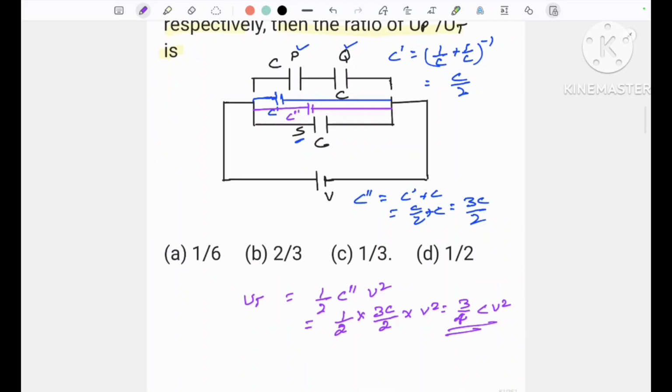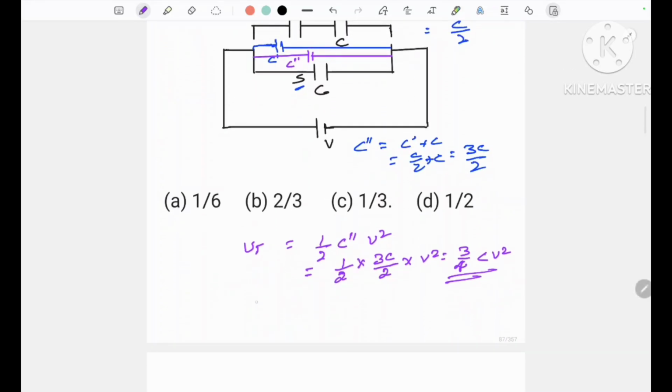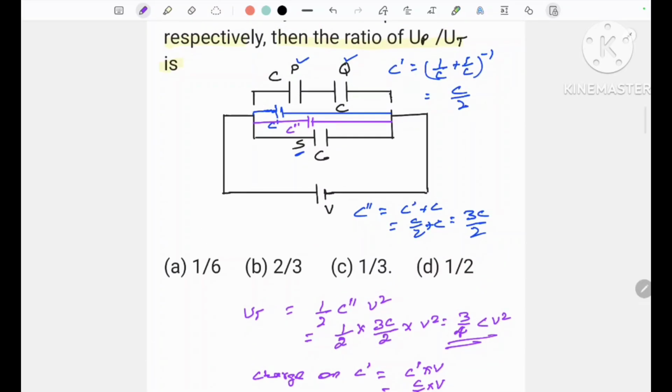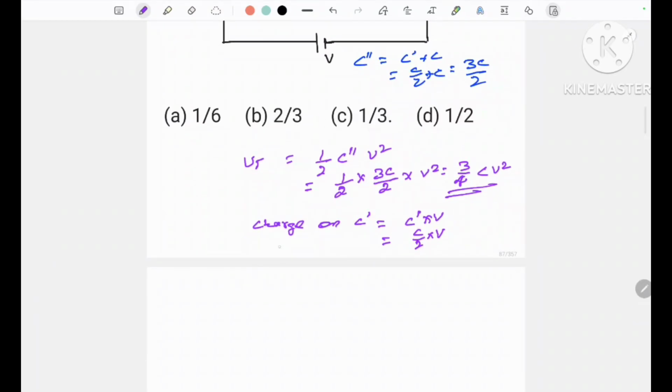Now, charge on C dash will be C dash into V, C by 2 into V. And this will be equal to charge Q on P.